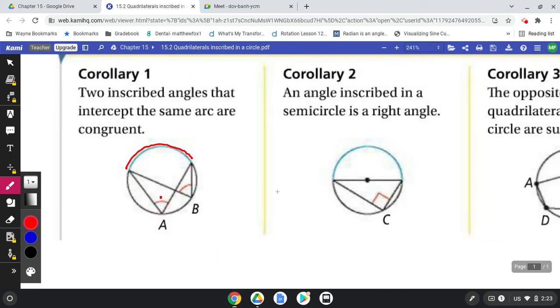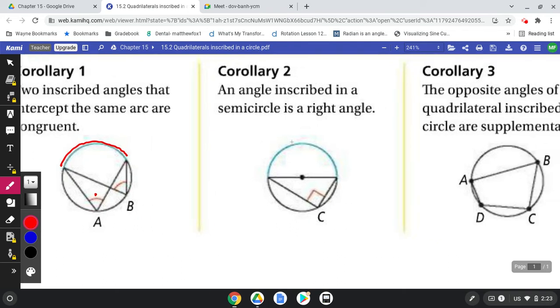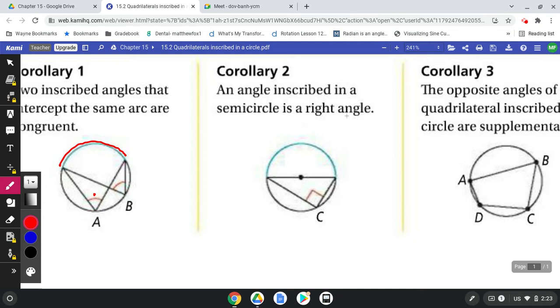So the next one, corollary 2. This tells us an angle inscribed in a semicircle is a right angle. The reason being, we know that if this is a semicircle, it is 180 degrees. We also know the inscribed angle, we can take 180 divided by 2 to get what that angle is. So 180 divided by 2, that angle is 90. Okay, so that's our second one.